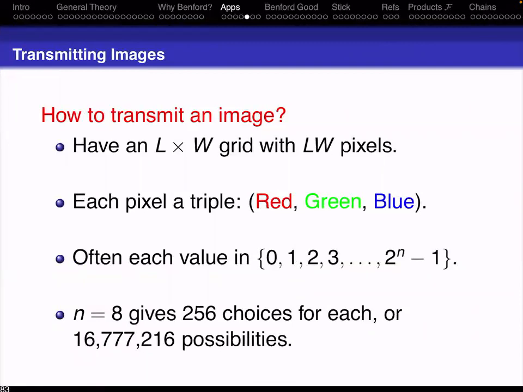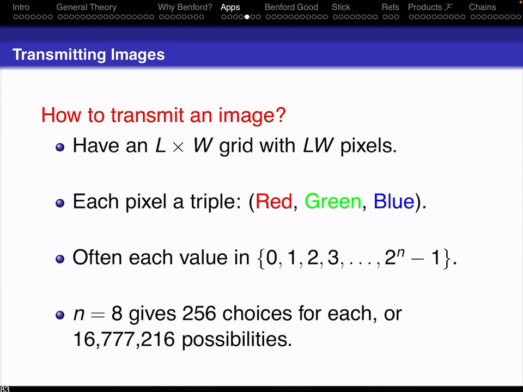So how do we transmit an image? Benford is actually used to detect image fraud, and I've done some work on this. So let's say we have an L by W grid. For each pixel, we transmit a triple: red, green, blue. Typically we'll choose values from 0 to 255. So you have 256 possibilities.